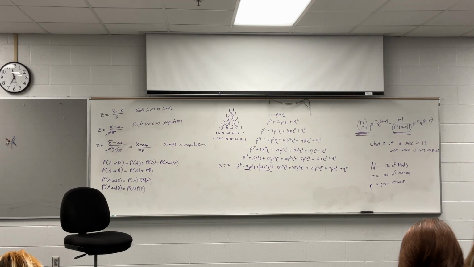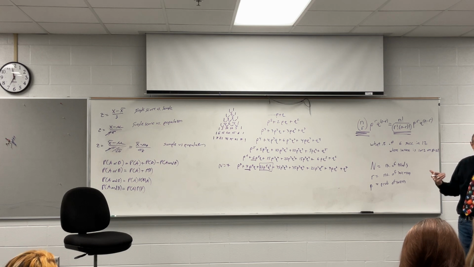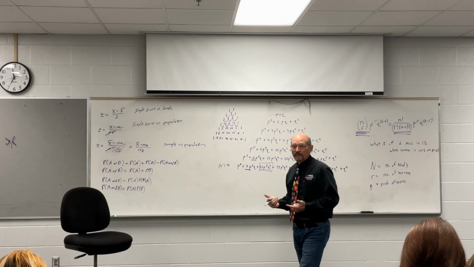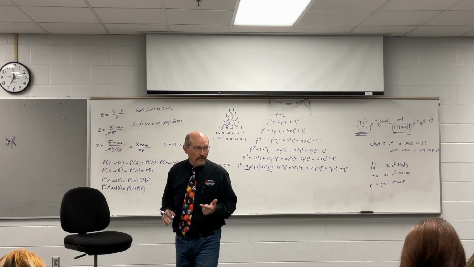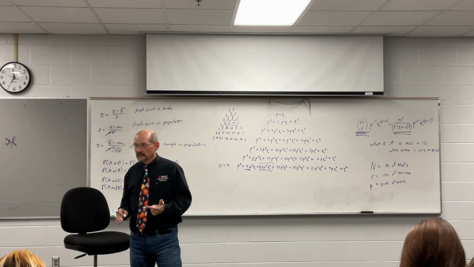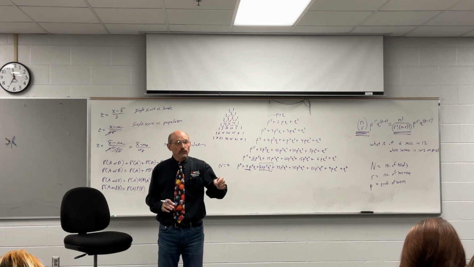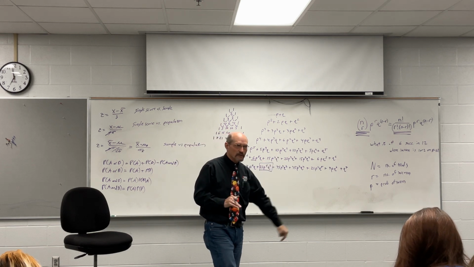If you know P, you automatically know Q. Because they're mutually exclusive and mutually exhaustive, if the probability of success is 0.25, Q must be 0.75. If P is 0.33, Q is 0.67. If P is 0.5, Q is 0.5. If P is 0.4, Q is 0.6. If you know P, you know Q. If you know the number of successes, you also know the number of failures.